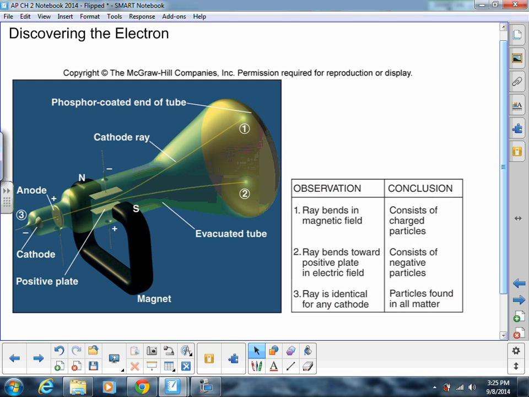Some of the observations that he made: one, rays bend in magnetic fields, which means this consists of charged particles. Electrically charged particles, when they're in motion, emit a magnetic field. So if you shoot electrons through this magnet, the magnetic field is going to cause the electron beam to bend. Two, rays bend toward a positive plate in an electric field. That means that the electrons had to be negative because opposite electrical charges attract. Three, the ray is identical for any cathode, which means whatever this particle was, it was found in all types of matter. So all types of matter, all atoms contained the electron.